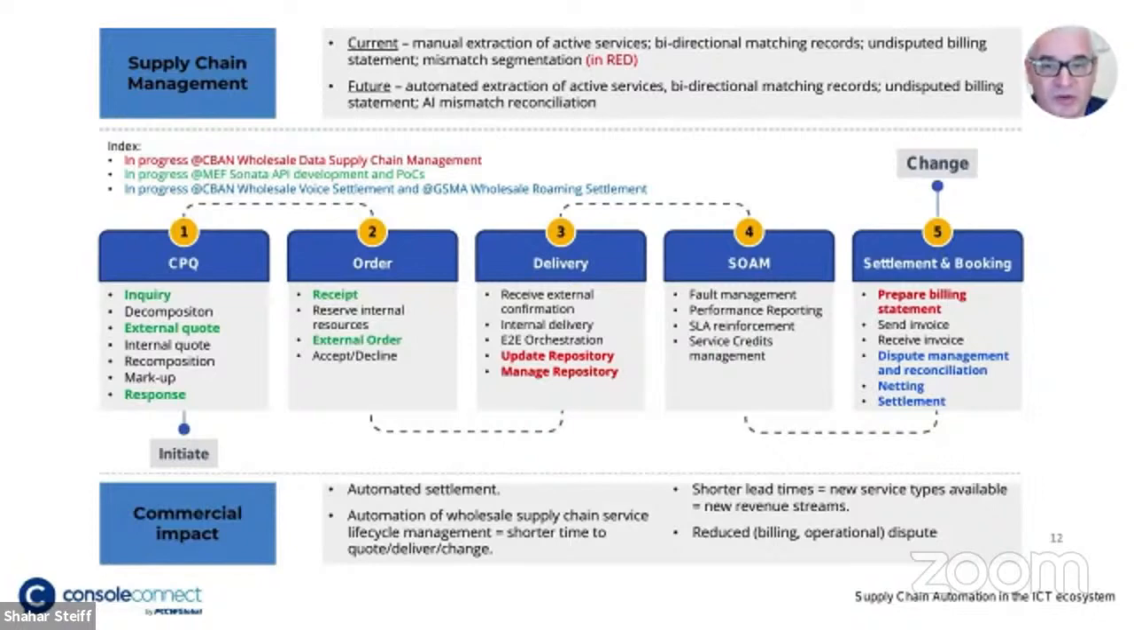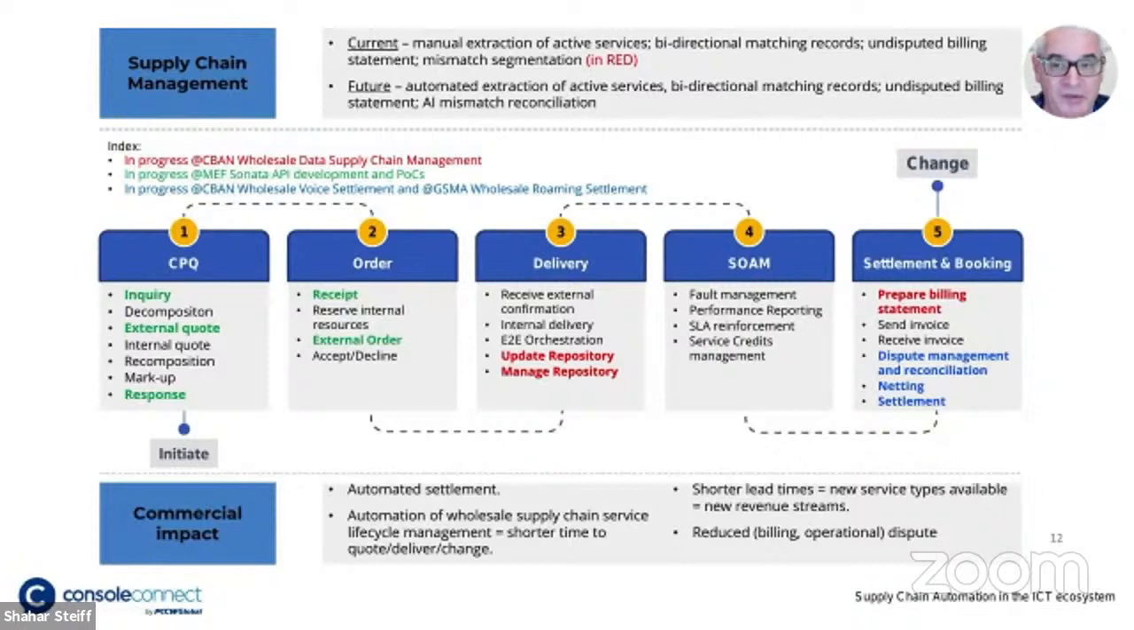Then we have SOM, service operations and maintenance, which means we need to manage faults if there are any. We need to measure and report performance. We need to enforce SLA in case of outages or degradation in quality. We need to offer service credits in such cases. And having all that done, we need to make sure that we settle and book the money.